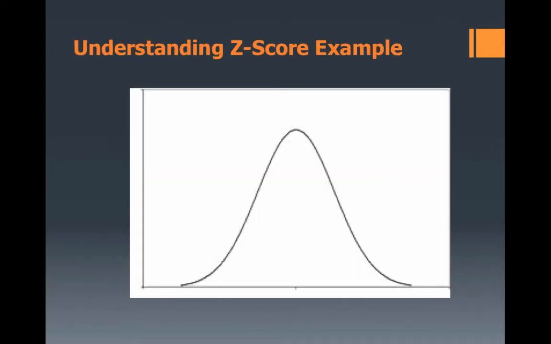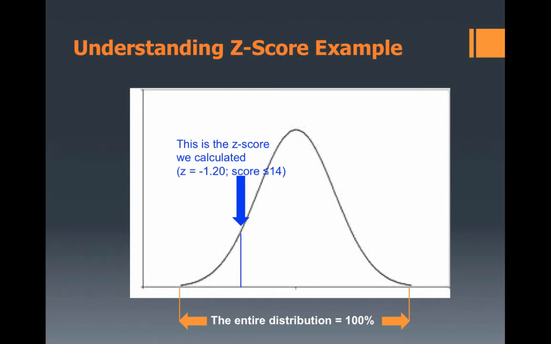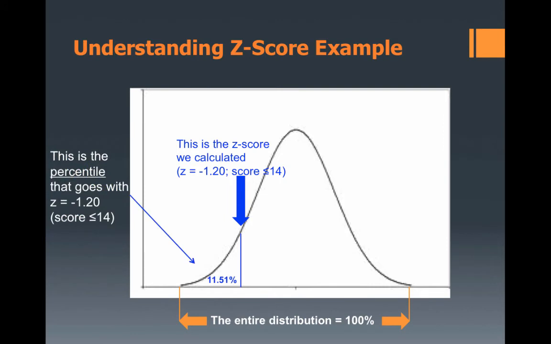We have our normal distribution curve. We know that underneath this curve contains all possible scores, so it contains 100% of all of our scores. Right here, we calculated the z-score that corresponded to a score of 14, the z-score of negative 1.20. Well, we know that at this point, this is the percentile that goes with that z-score, 11.51%.